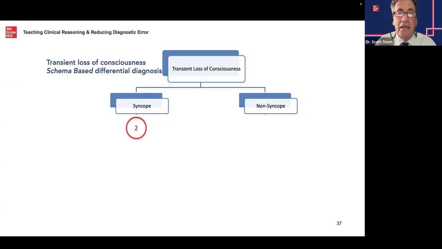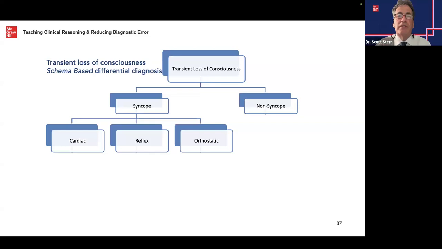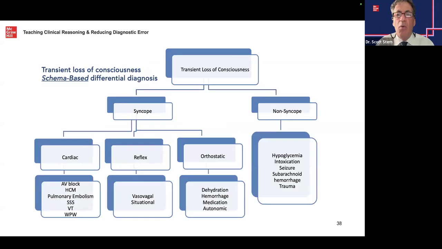If the patient had syncope, our second pivotal point is to determine what type of syncope it was. Was it cardiac syncope, reflex syncope, or orthostatic syncope? And again, it's not difficult to train students to be able to determine which of those categories it is. What's the advantage of this? Well, each one of these groups has its own differential diagnosis. And if we can determine which group we're in, which bucket we're in, if you like, then we can really focus on that particular differential diagnosis.